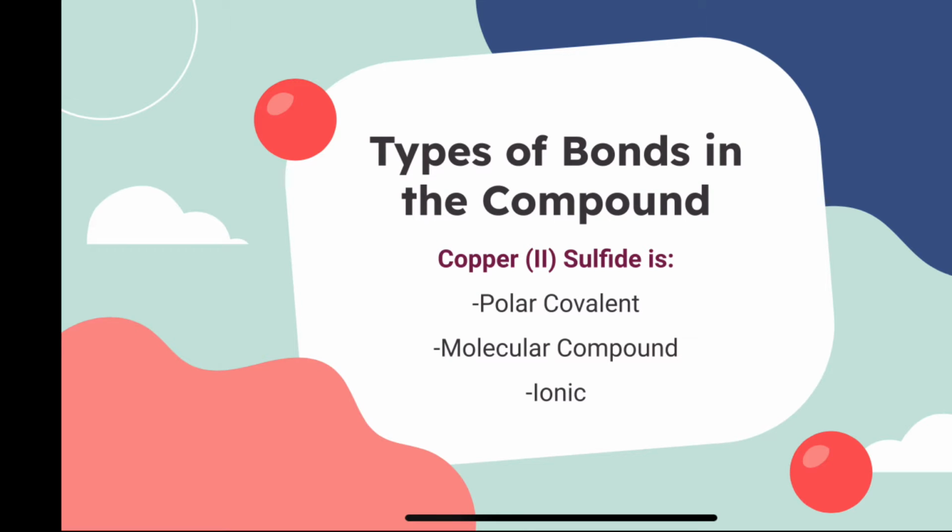Types of bonds in the compound. Copper 2 sulfide is polar covalent, a molecular compound, and it's ionic.